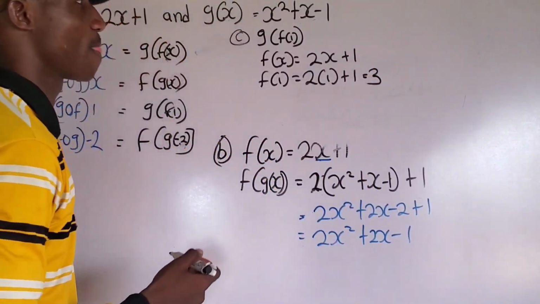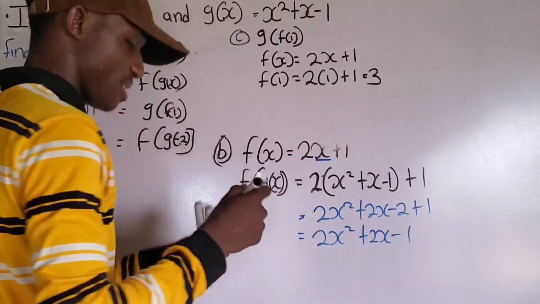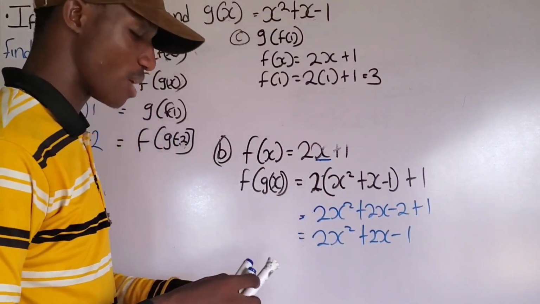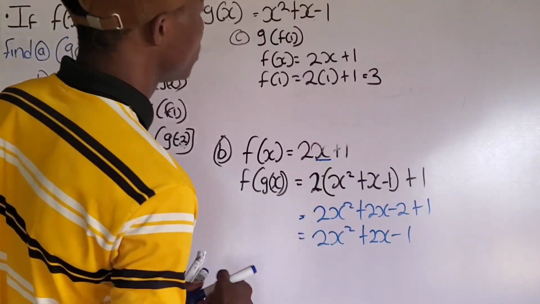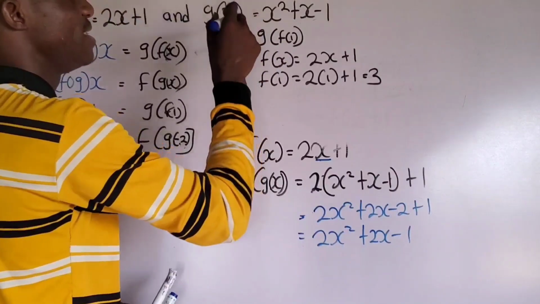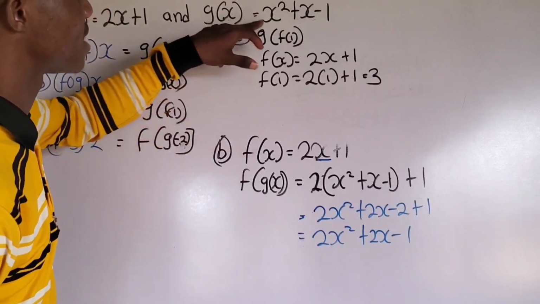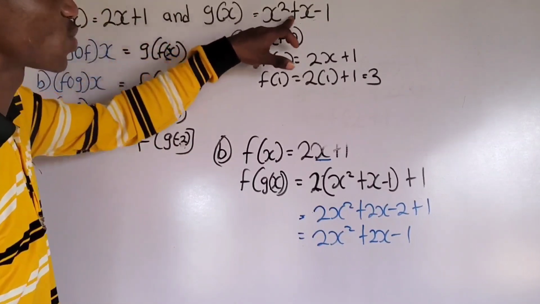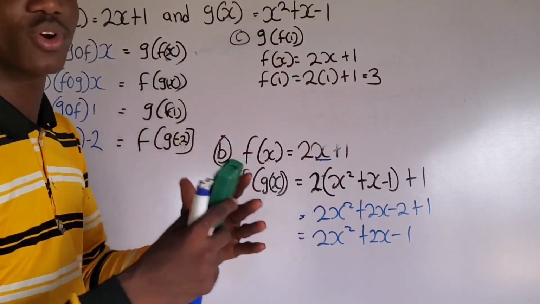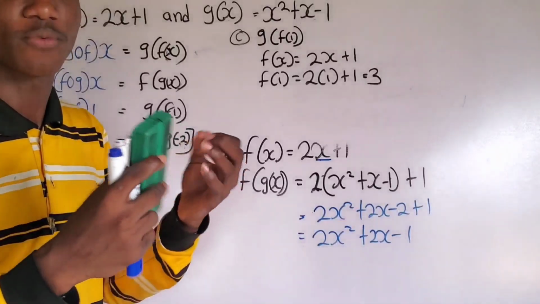Do you understand? Now, having gotten f of 1 as 3, we can get g of f of 1. What are we going to do? All you have to do is substitute f of 1 as the value of x in the g of x that we are given. Now, don't forget that g of x is x squared plus x minus 1. Now, we are to determine g of f of 1, so we need to find the value of f of 1.